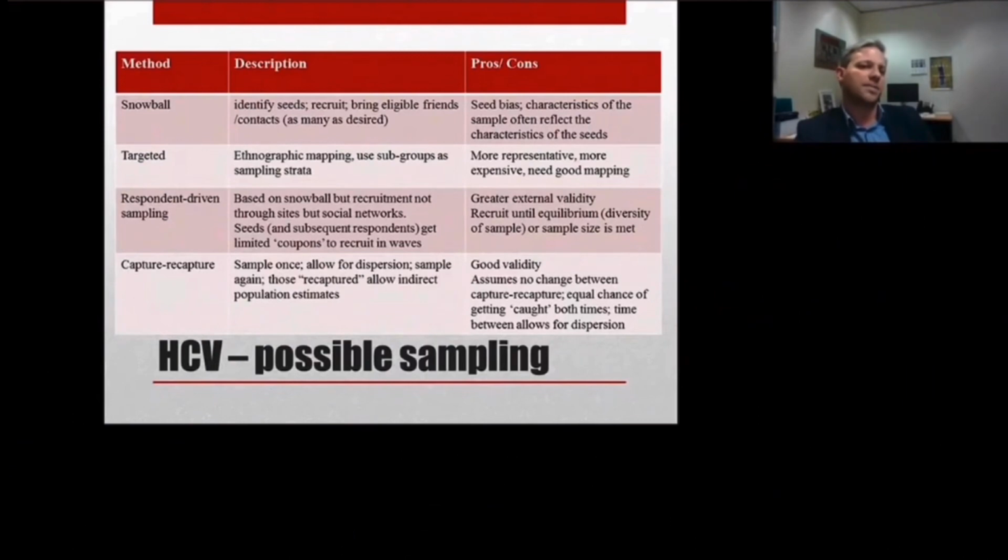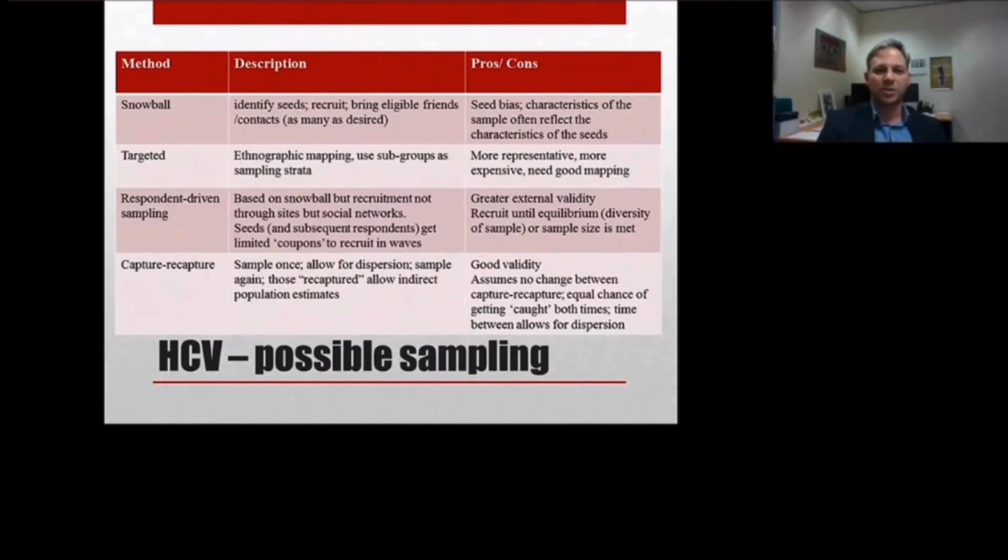Respondent-driven sampling is a kind of improvement on snowball sampling. It's based on snowball. You get your initial individuals, but the subsequent respondents and the initial seeds get limited coupons to recruit further respondents. So in multiple waves of recruitment, you don't get that bias around the first individuals you've identified, because they're limited in the number of people that they can recruit, and you get multiple waves of recruitment until you get a kind of equilibrium in the diversity of the sample, or that your sample size is big enough.